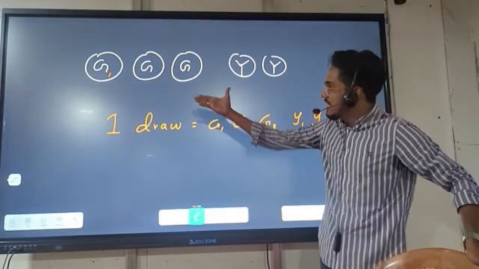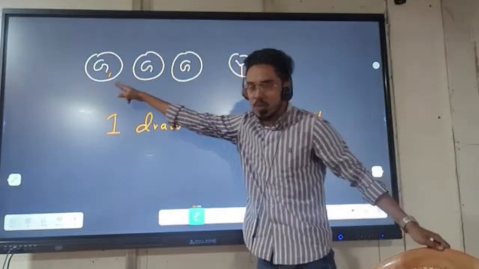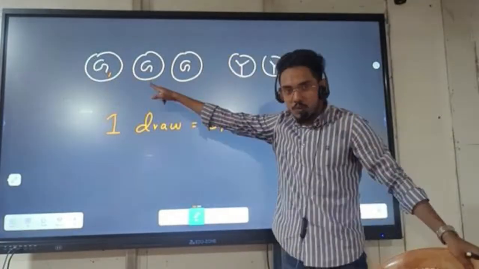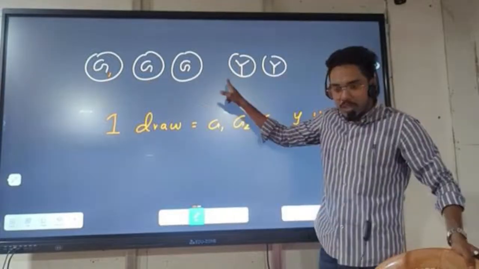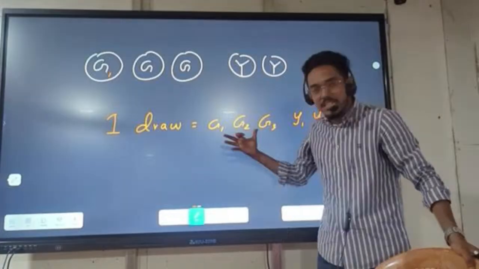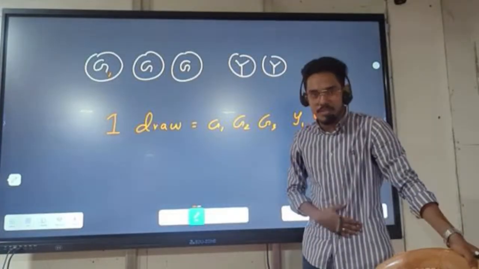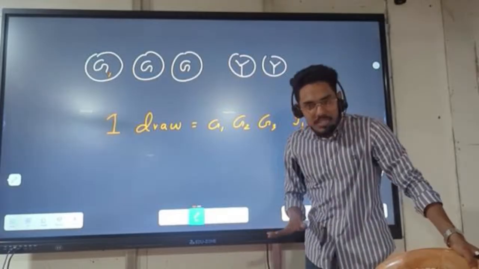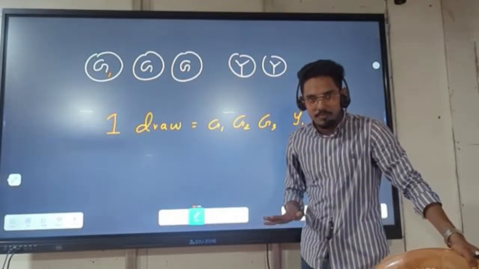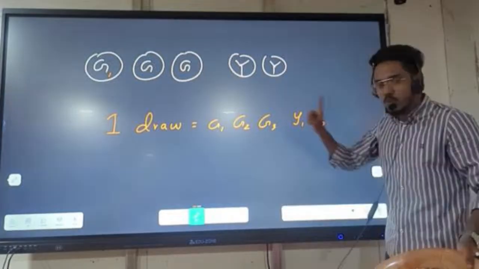So same like in this example, we have 5 possibilities. It's going to be either G1, G2, G3, Y1 or Y2. Only 5 possibilities we have. Apart from these 5 options, we don't have any other possibilities. We don't have any other outcomes. Are you all clear with that? So only out of these 5, one is going to happen.